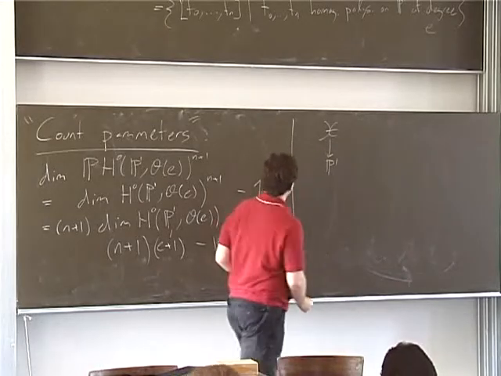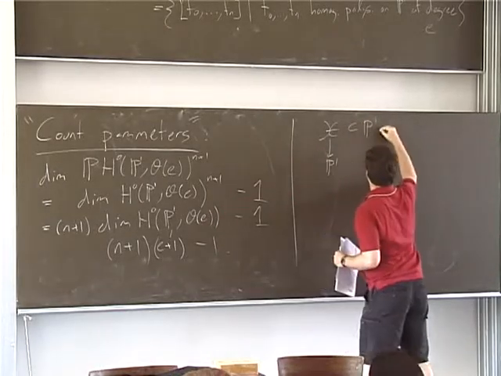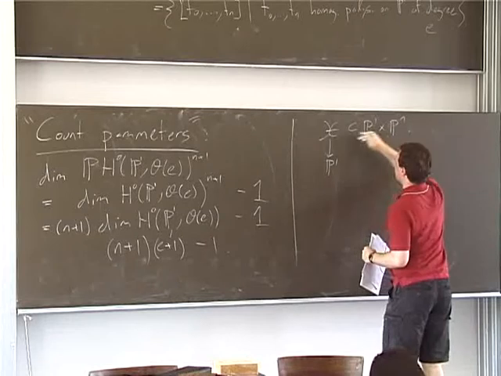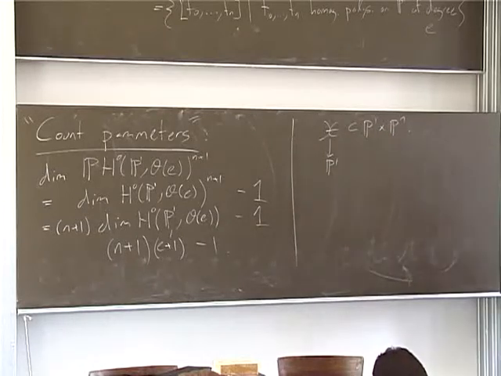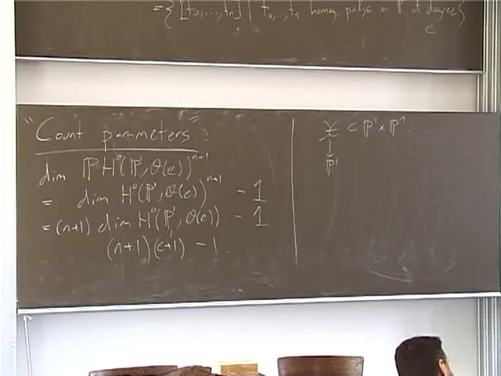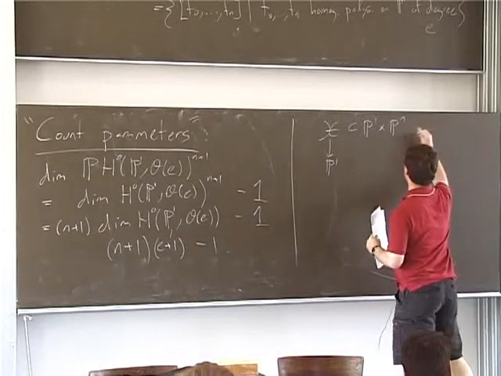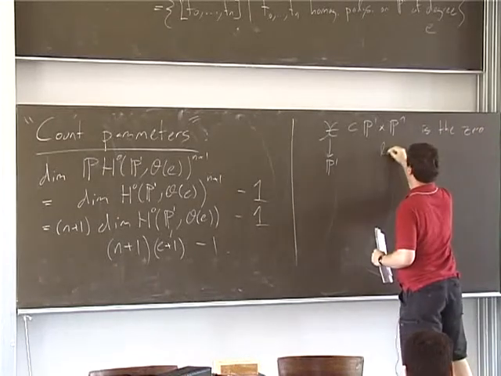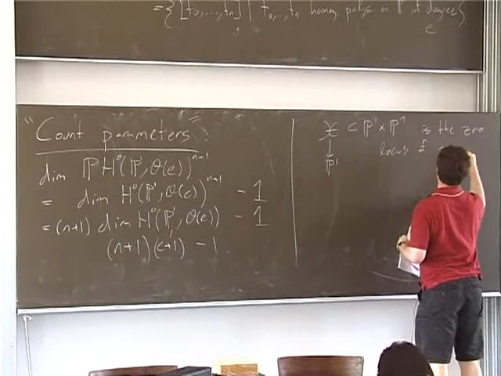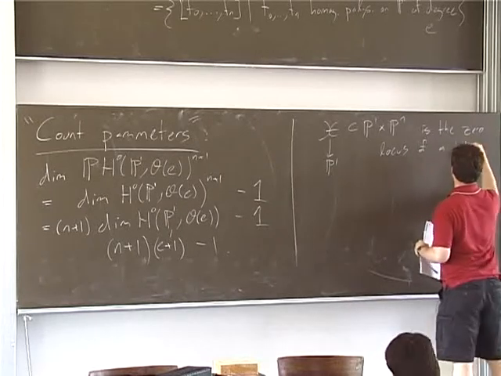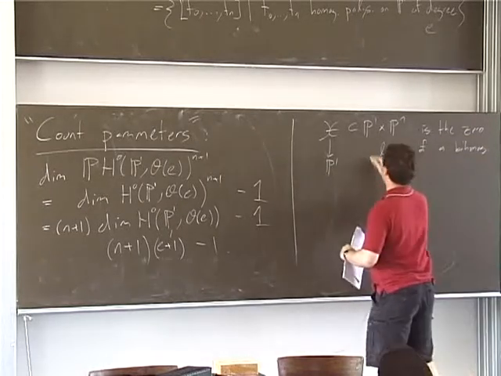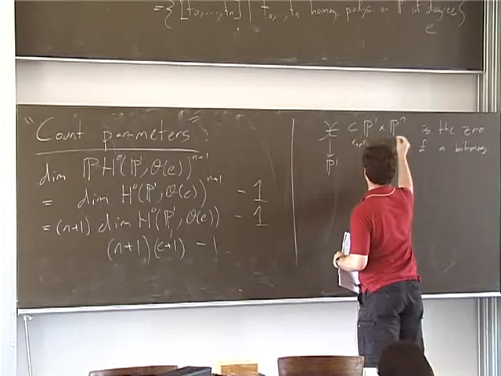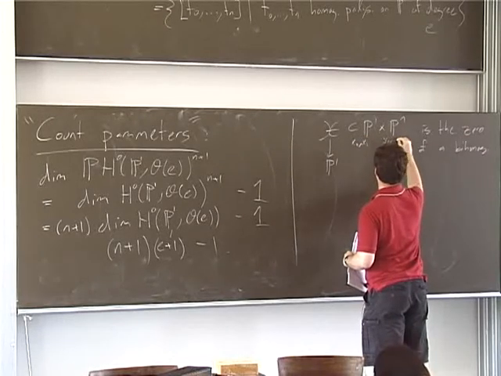So now script X sits inside of P1 cross Pn. Let script X, this integral model, be such that we want its generic fiber to be defined by a single polynomial. So we can choose this to be defined by a single polynomial. So X is the zero locus of a bihomogeneous polynomial. So we have coordinates here, say x0, x1, and then coordinates here, y0 through yn.